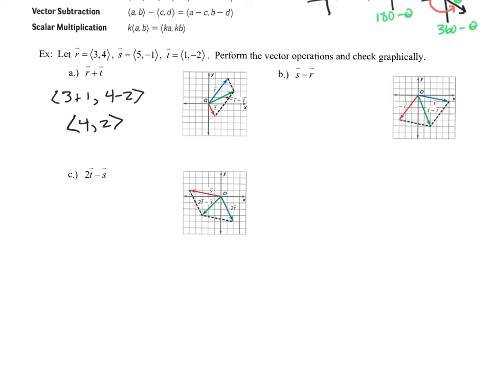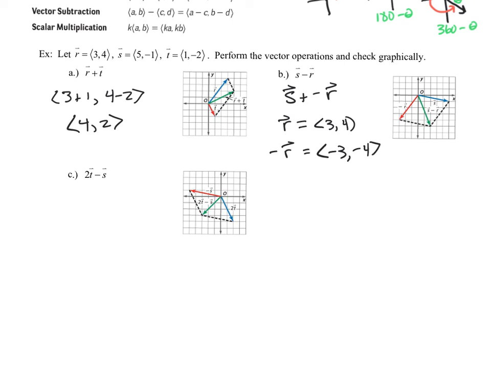Okay, so let's take a look at example B. Example B says we're going to take vector S minus vector R. Remember, that's the same as taking vector S plus the opposite of vector R. The opposite of vector R would have opposite components, an opposite x component and an opposite y component. So maybe I should just jot that down for you. If vector R is 3, 4, then the opposite of vector r would be negative 3 and negative 4.